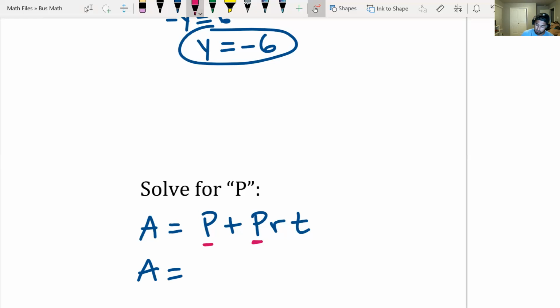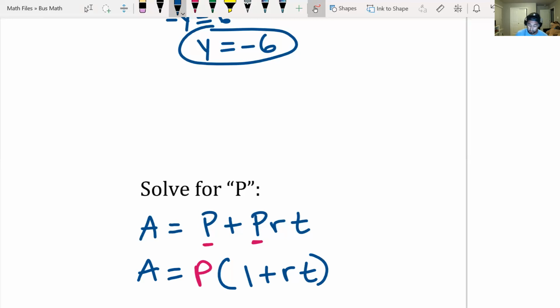So I'll put it in red. I'm taking this P out. And if I factor this out, all that's left is 1 plus RT. 1 plus RT. That's all I did. All I did was factor it out.